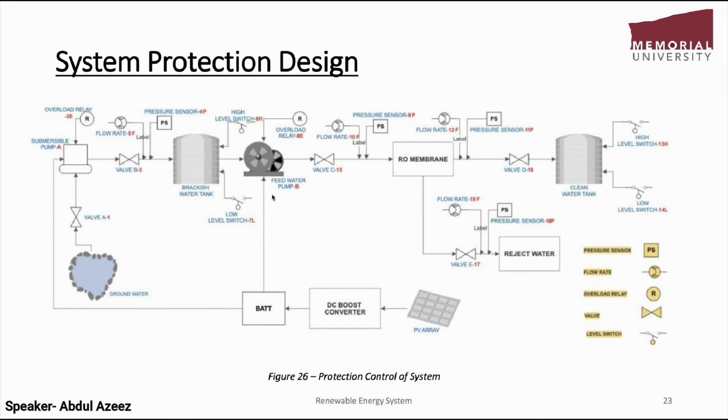So here the submersible pump and the feed water pump are powered through batteries, which are charged by the solar panels. The submersible pump and the feed water pump are protected by one overload relay, which senses for any abnormal conditions like overcurrent, thermal overload, phase imbalance, and undercurrent. We have also installed open-close valves at different positions to isolate the system for any maintenance and emergency situations. Flow rate sensors and pressure sensors are also installed to monitor the process flow throughout the system. And high level switches and low level switches are also installed on the brackish water tank and the clean water tank to monitor the water levels.